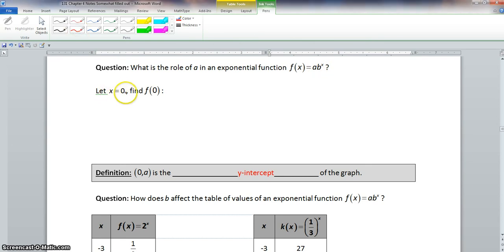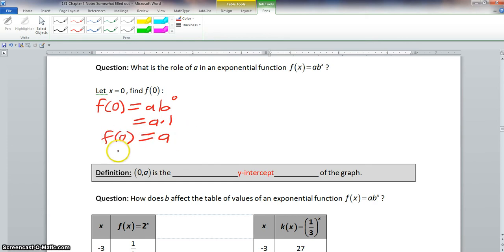So now it says let x equal 0, find f of 0. Now we know f of 0 actually represents our y value. So we have f of 0 is equal to a times b to the 0 power. Now this will give us a times 1, which is a. So we have f of 0 is equal to a.